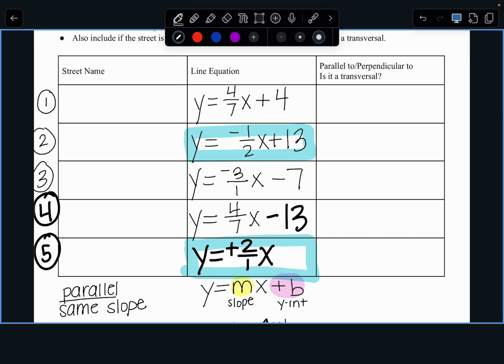So what you'll notice there is that those are perpendicular slopes. It's the same numbers in a fraction, but they're different signs, and the fraction is flipped. That's called opposite reciprocal slopes. It doesn't matter which one you choose, but you're going to take that fraction, flip it, and change the sign. So I know mine is going to be 2 over 1.